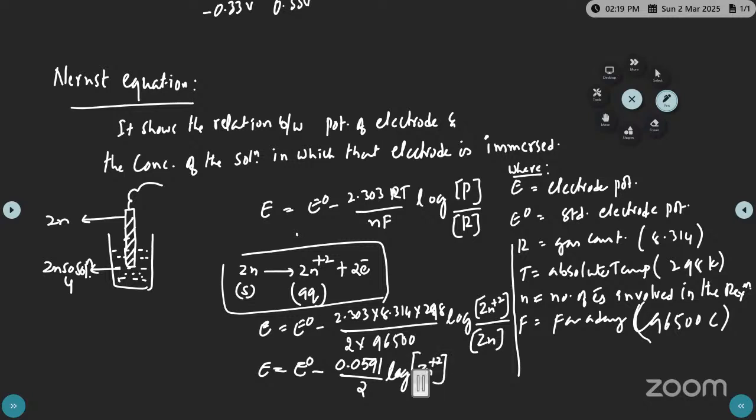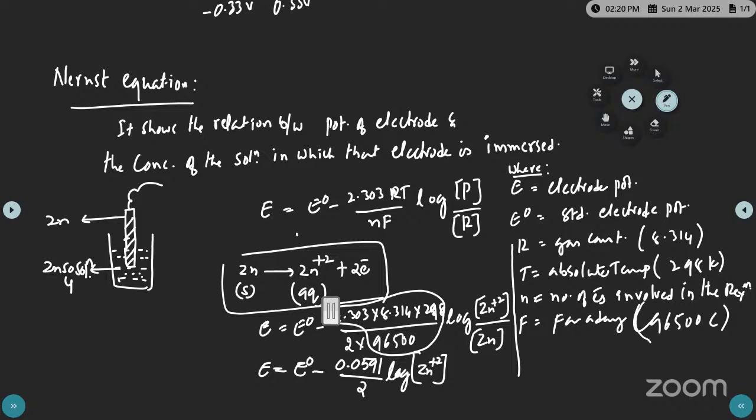Log of Zn plus 2 ions. If we simplify these values, we get the 0.0591 by 2 into log of Zn plus 2 concentration.